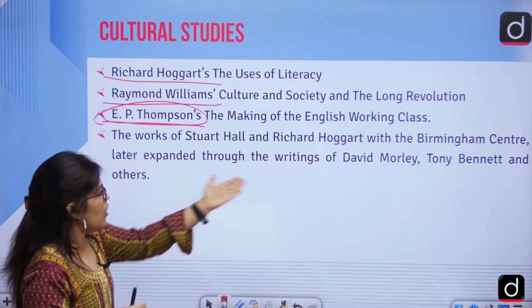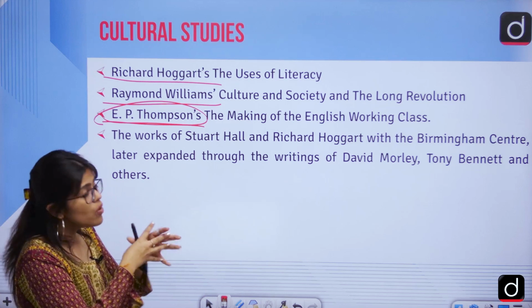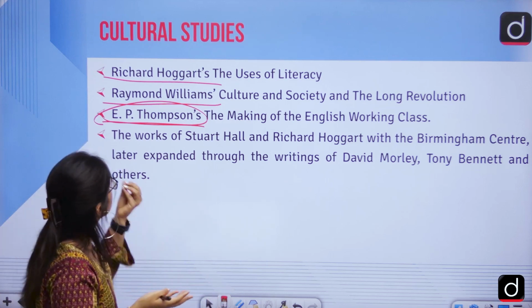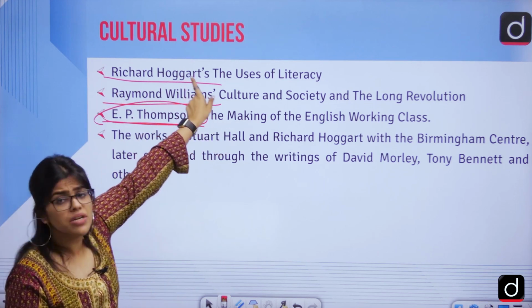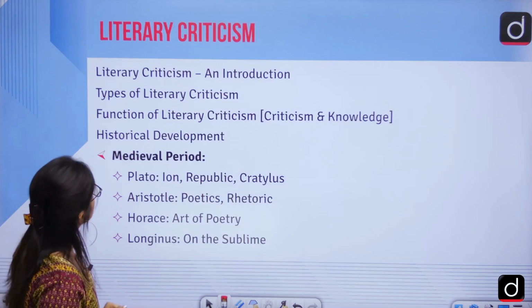So there are other, of course, authors also, and you just cannot leave them. But the most important ones, you can easily count them on your fingertips. They are basically E.P. Thompson, Marshall McLuhan, Raymond Williams, Stuart Hall, Richard Hoggart, right? So you should be clear with all of these things.